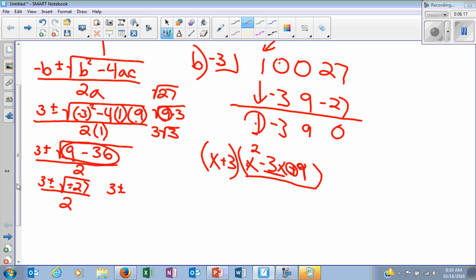So what do I have outside, though? Because of this negative, it's not just going to be 3, it's going to be what? 3i square root of 3 over 2. With me?